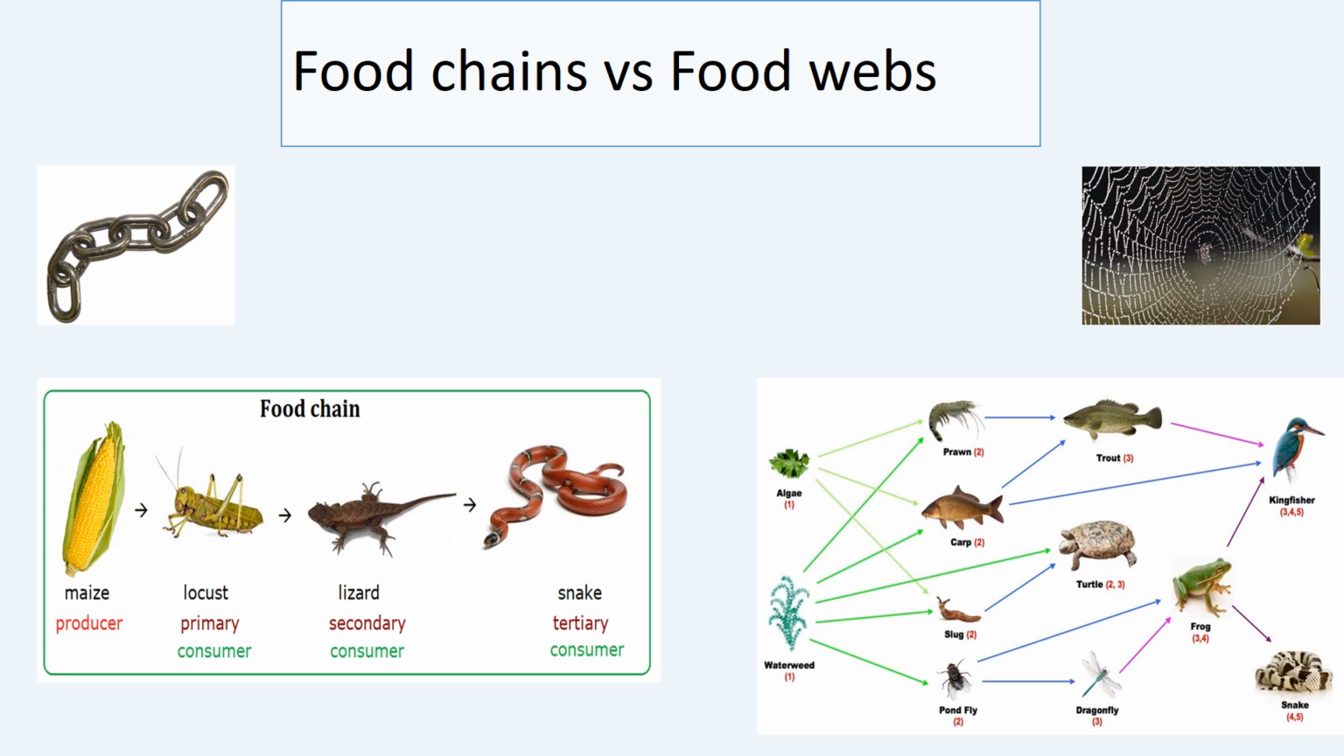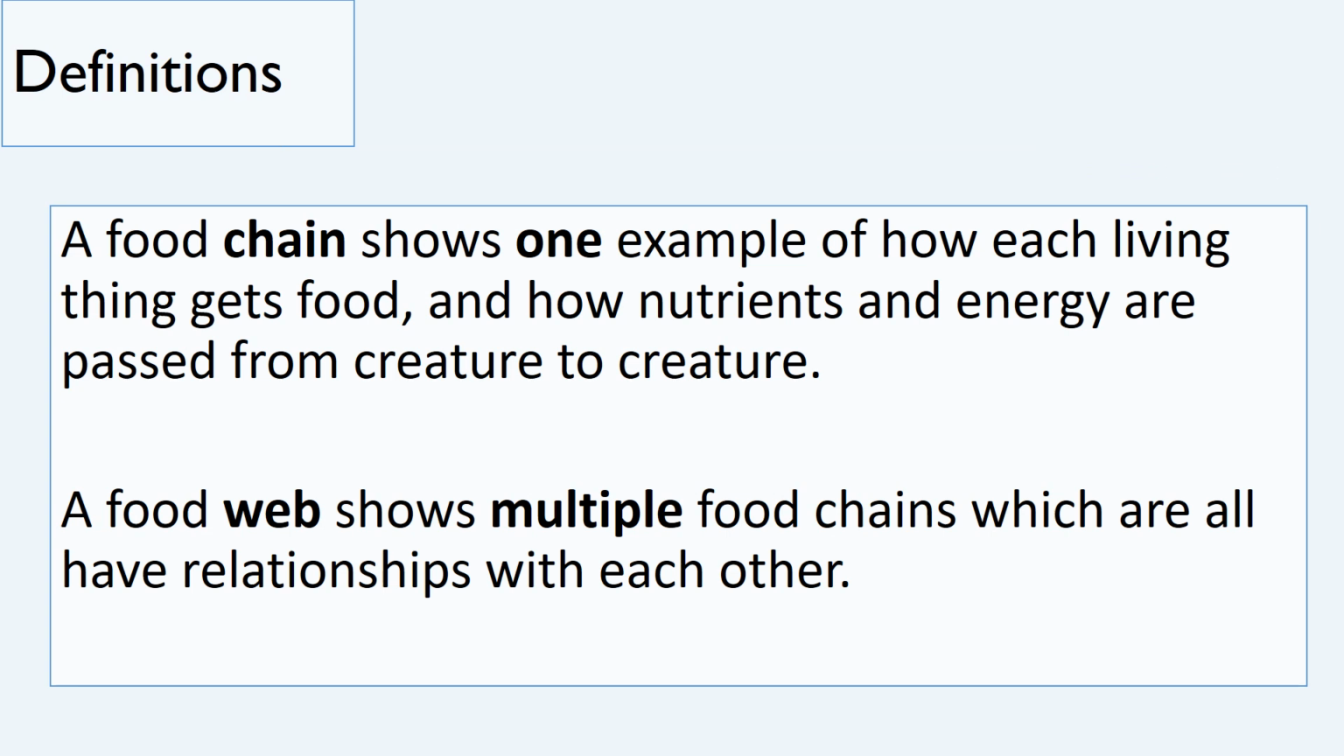Okay. And then if you go over to the far right-hand side, you've got the kingfisher, which is likely to try and eat lots of different fish, although I must admit I've never seen a kingfisher eat a carp. I've seen them eat lots of small fish. Probably a little bit more realistic is the snake. So really the way to remember it is a food web is several food chains, all in one small ecosystem. Here we go. A food chain shows one example, and then a food web shows multiple food chains which all have relationships with each other.